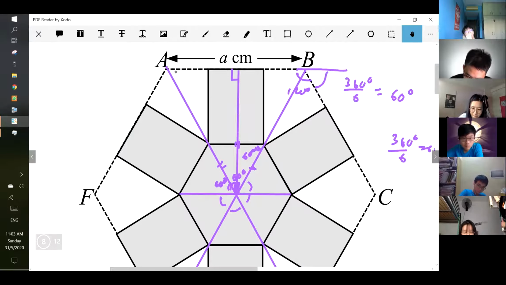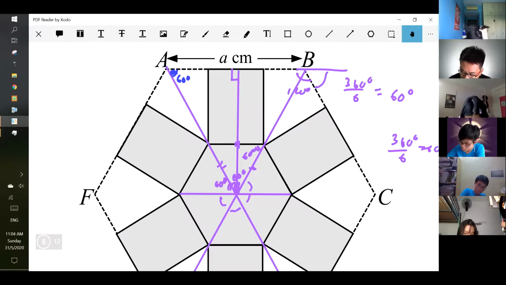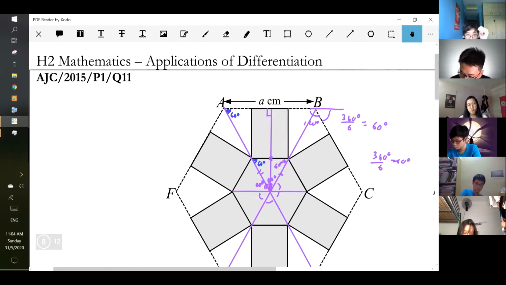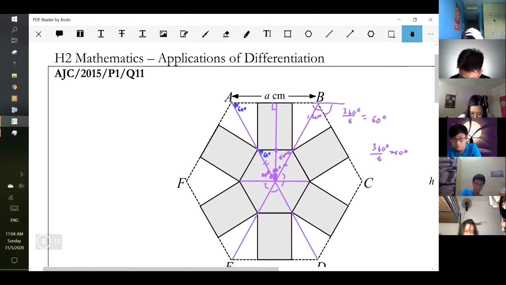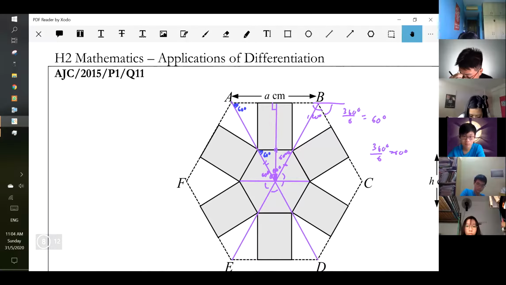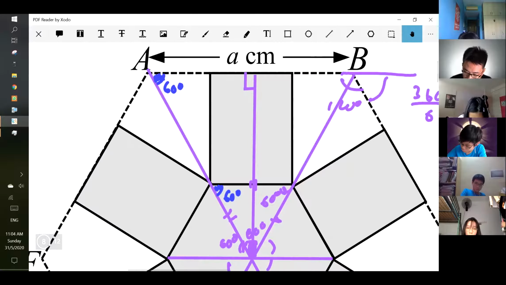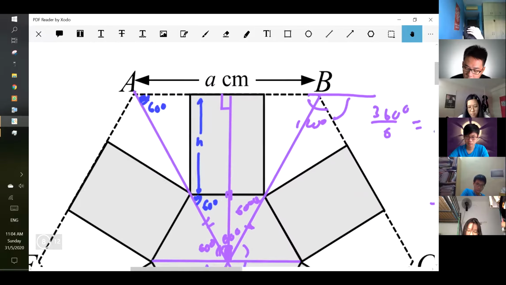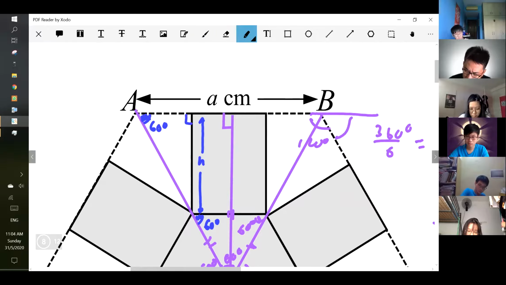The problem now is this is 60. The problem now is you need to find the remaining ones. So then 60, 60, 60. Not hard, right? This part is okay, right? We're trying to make sense of the rest, right? So put in your H. H is this one. I think you would have already guessed that this is H because that's your height of your hexagonal box. So if this is your H, know that you have got this whole thing here.